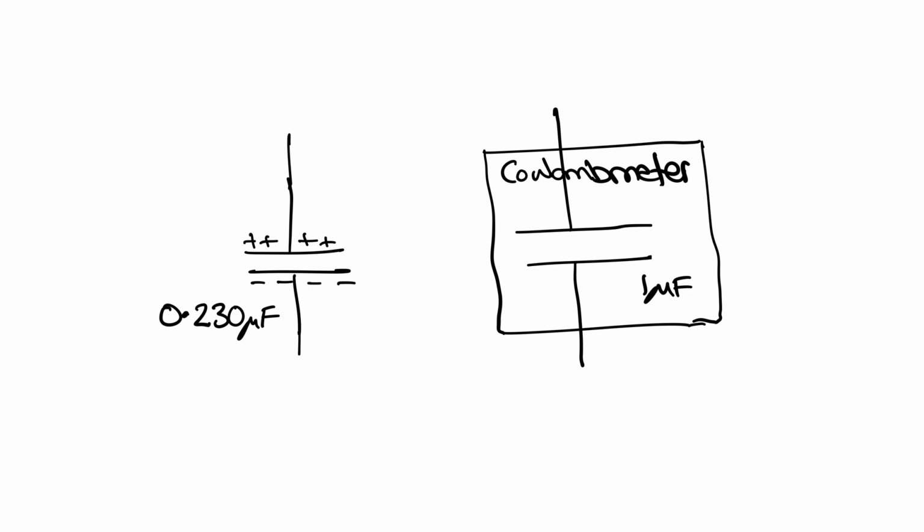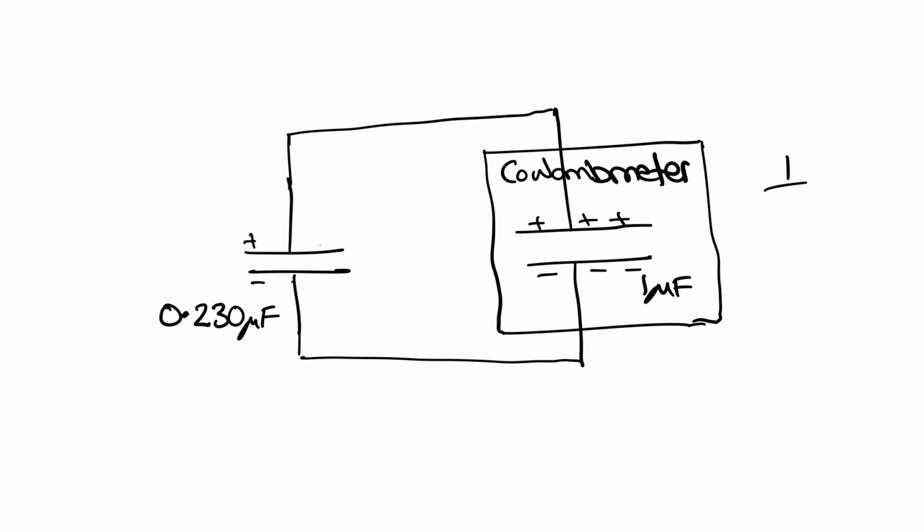So when I connect my 0.230 microfarad capacitance to the 1 microfarad capacitance of the coulomb meter, not all of the charge will transfer to the coulomb meter from my capacitor, but some of the charge will be left behind. In fact, the charge will be shared in proportion to the capacitance of the total capacitance, and therefore the coulomb meter will only get 1 over 1.23 of the charge which it should have done.